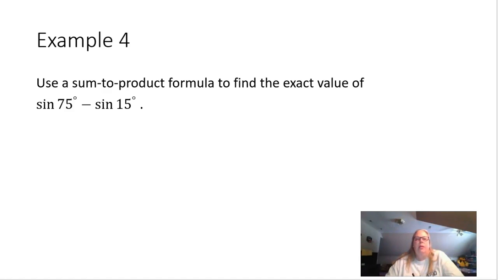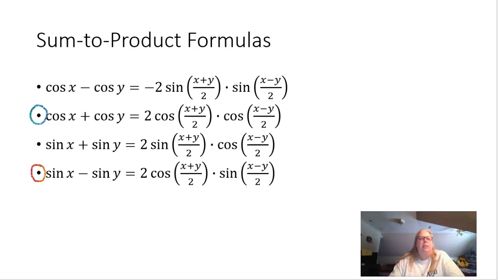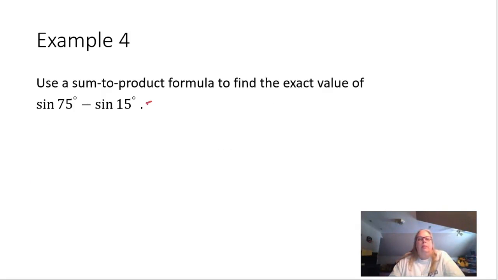Example 4. Use a sum to product formula to find the exact value of sine 75 degrees minus the sine of 15 degrees. All right, let's go back. We have the sine minus the sine. That's going to be this formula right here that we just used. So we'll have 2 times the cosine of the sum times the sine of the difference. We have 2 times the cosine of the sum, 75 plus 15 over 2, times the sine of the difference, 75 minus 15 over 2.